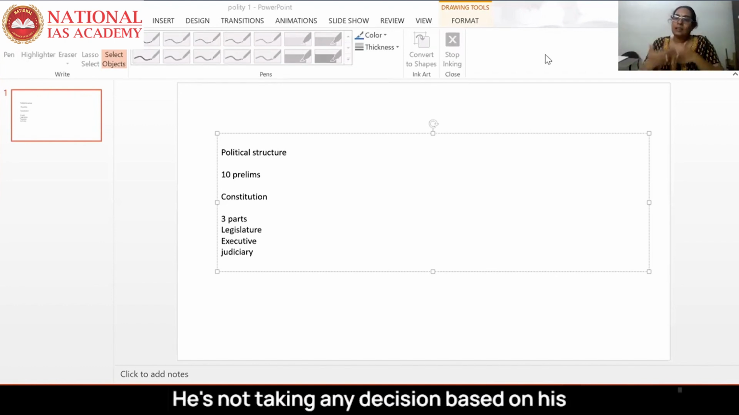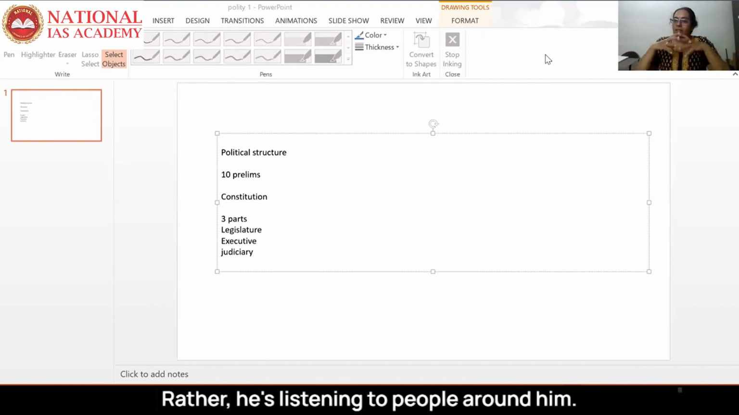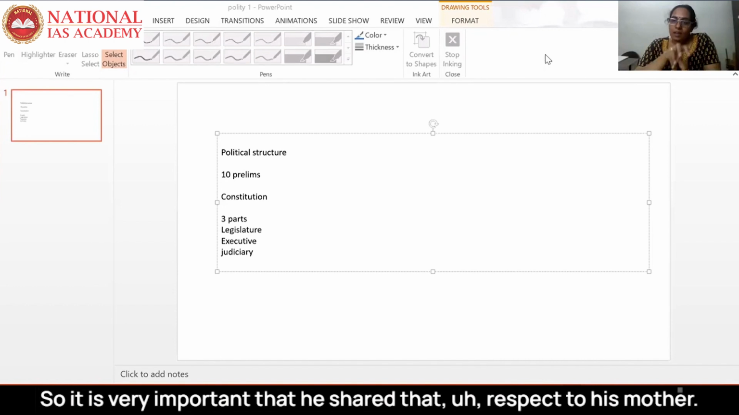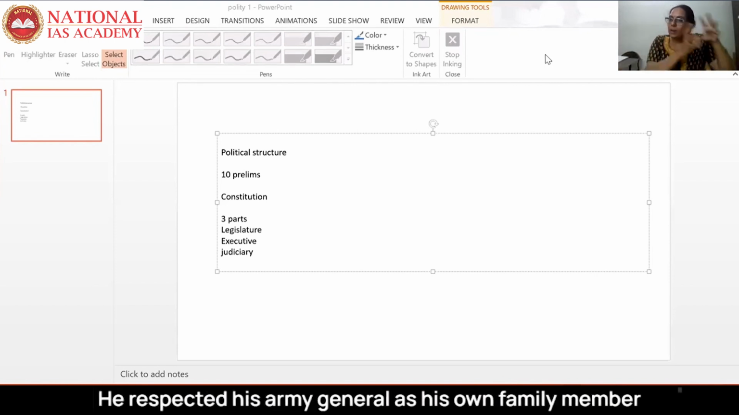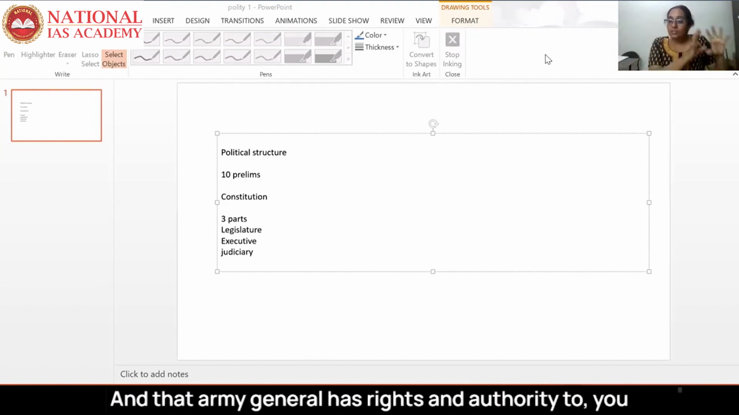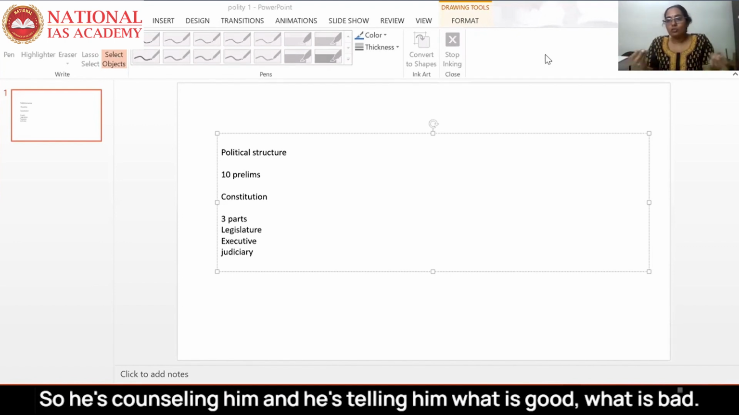He is not taking any decision based on his instinct or in the heat of the moment. Rather, he is listening to people around him. He's seeing the situation, analyzing it, and then making a decision. So it is very important that he shared that respect with his mother. That share of respect is nothing but a share of power with the mother. He respected his army general as his own family member, which means he's transferring part of his power. And that army general has the right and authority to give an opinion and counsel to him, telling him what is good and what is bad.